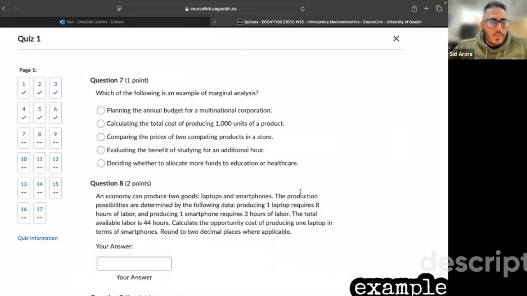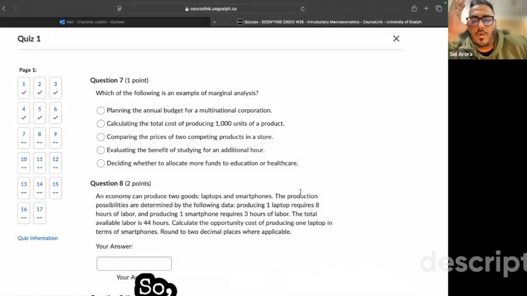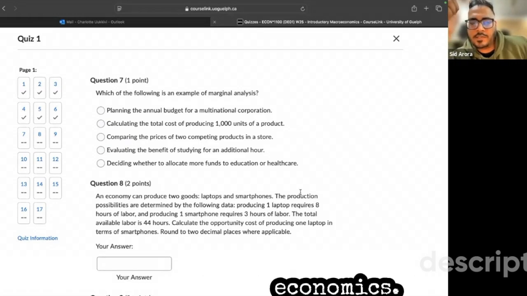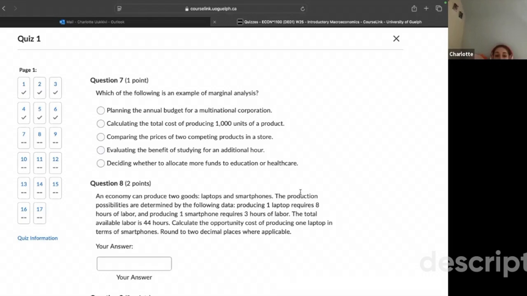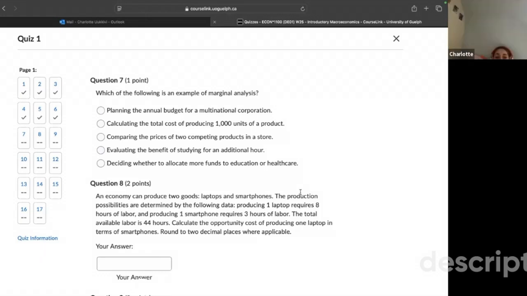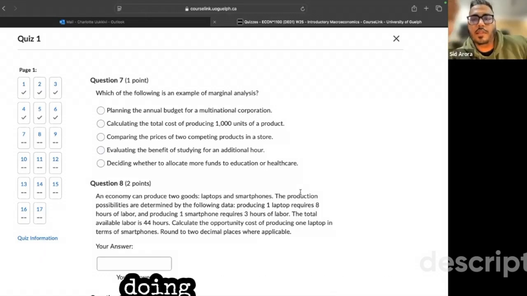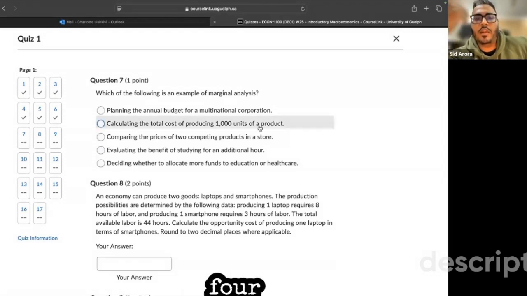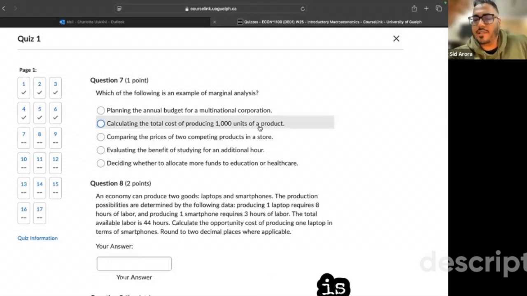Which of the following is an example of a marginal analysis? So if you remember, I gave you a tip: whenever you see anything marginal in economics, it always means additional. So marginal always means additional. In micro, we did marginal utility, marginal returns, marginal cost, all of that. We're always looking for one more, one additional unit or one additional whatever the unit of the analysis is that you're doing.